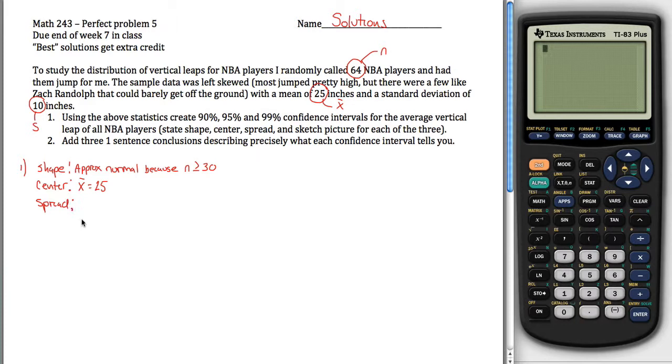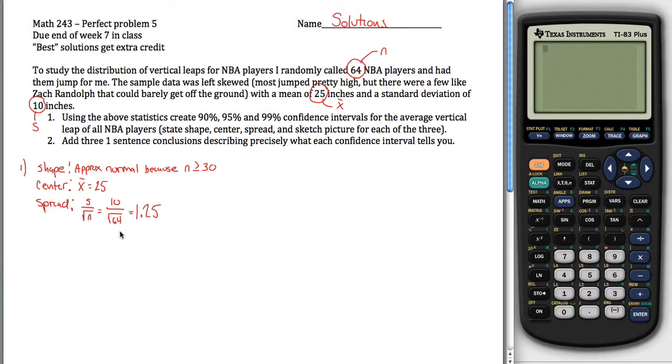Spread. For the spread, we don't know sigma, but we do know S, the standard deviation for the sample. So that's our best guess at what sigma is. However, our spread won't be S, it'll be S over the square root of n, because we're talking about the spread of the sampling distribution. So S was 10, and n was 64. So this is what, 10 over 8, which is 1 1/4, it's 1.25.